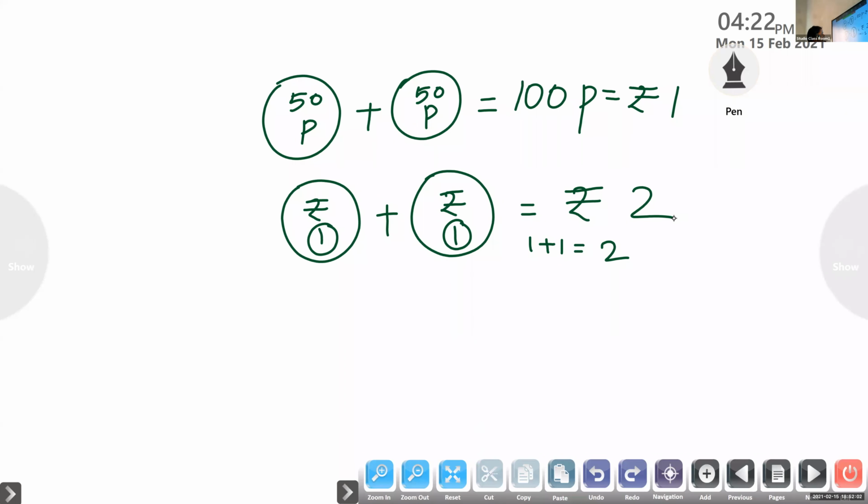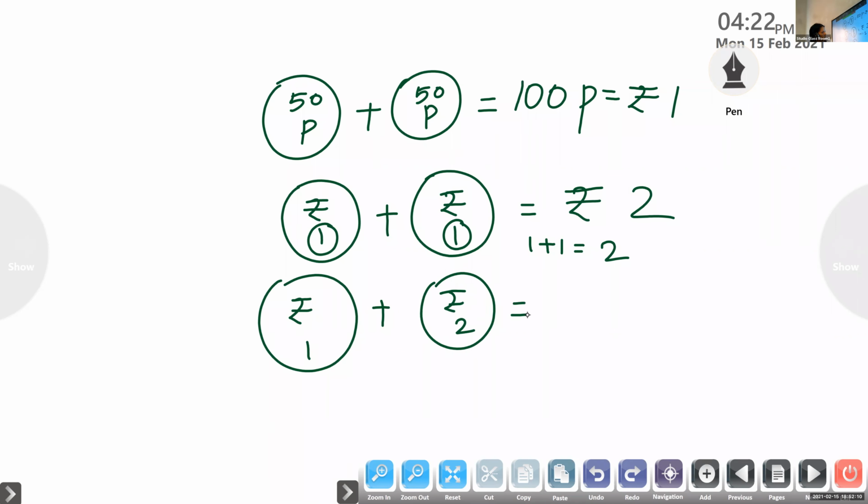Now another one. I have a coin of rupees 1, another coin of rupees 2. What is the total amount in my hand? 3. Very good. This 1 and this 2. 1 plus 2 is equal to rupees 3. Very good.